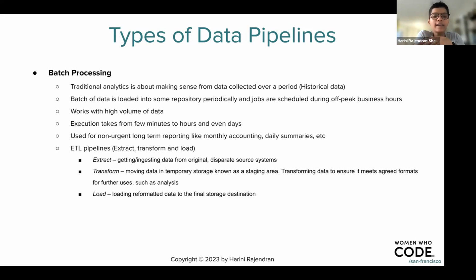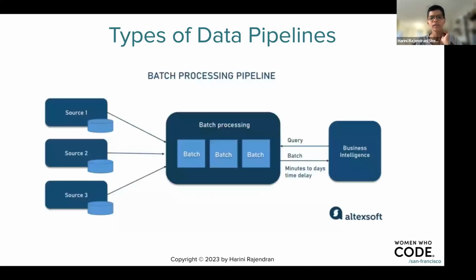And then finally, the transformed data is loaded into the final sink, which is usually some sort of a data store or a blob store from where it can be queried. So these are the three steps: extract, transform, and load. This is how batch processing usually works. To show that pictorially, it's the same thing.